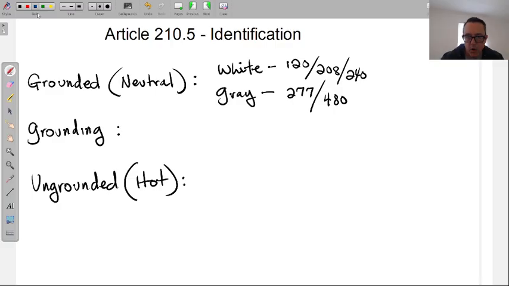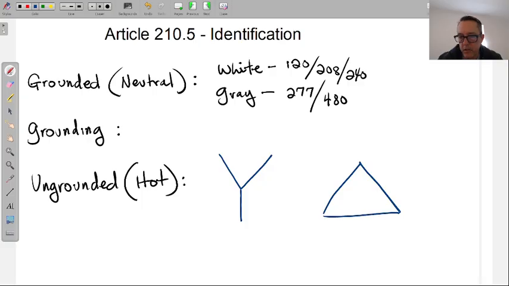There are two, and I'll give you a quick breakdown of this. There are two different style transformers out there, represented as such: the Y transformer and the delta transformer. This is nothing special.